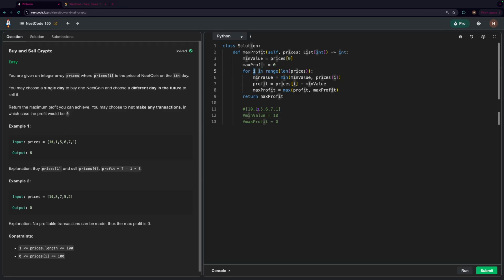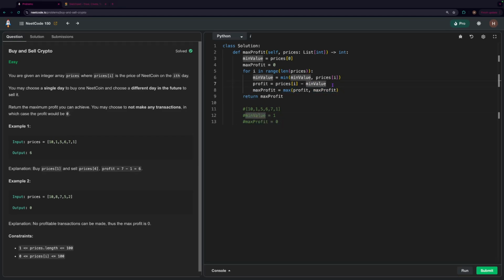Now we're at i equals 1, so min value is going to be the minimum between the current min value and price at i, which is 1, so this becomes 1. And now we say profit is equal to price at i minus min value. So 1 minus min value, which is 1, we end up at 0. And then max profit is equal to the max between the two, which stays at 0.